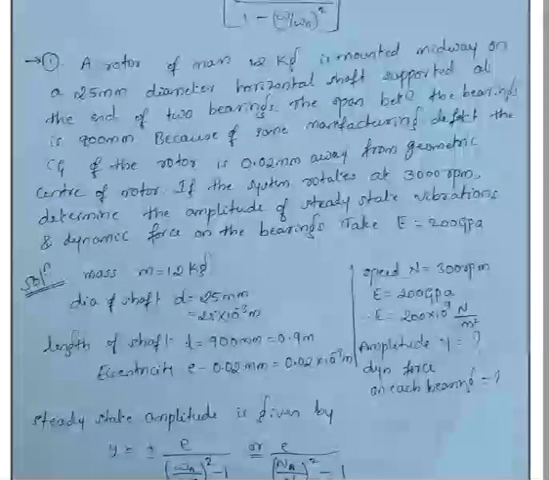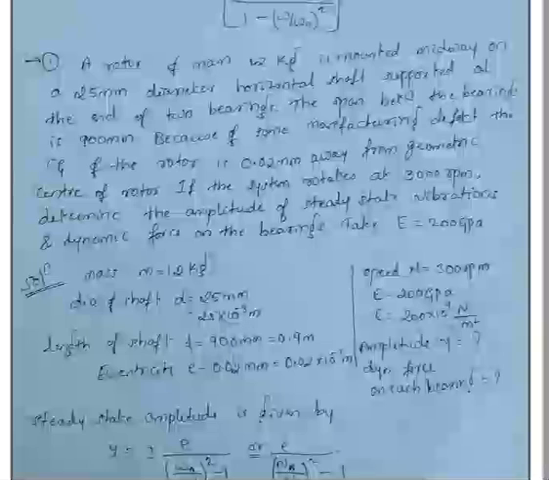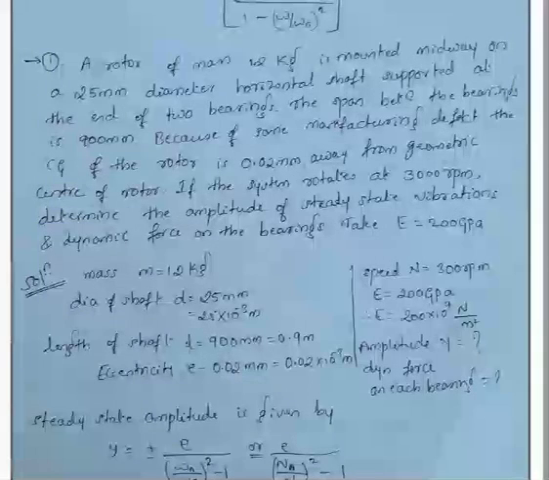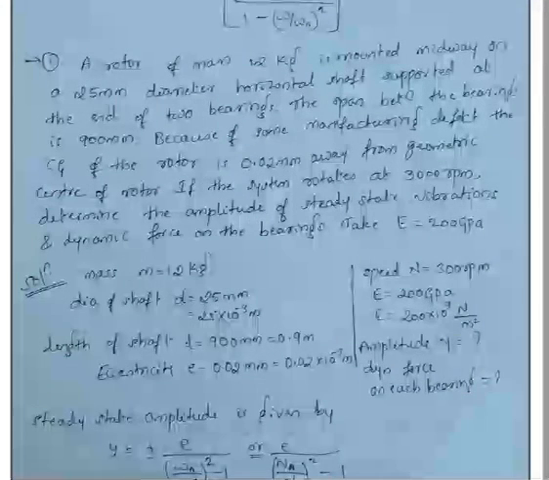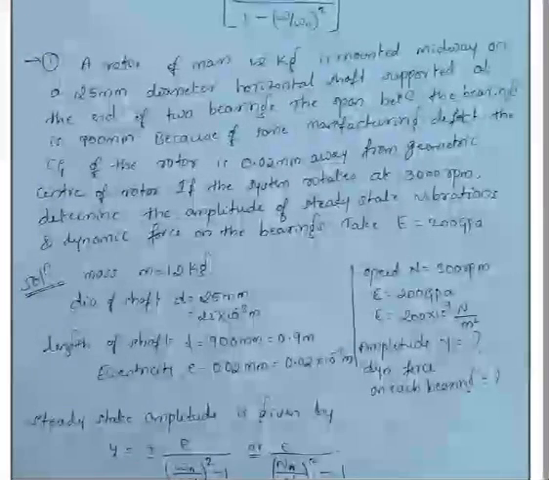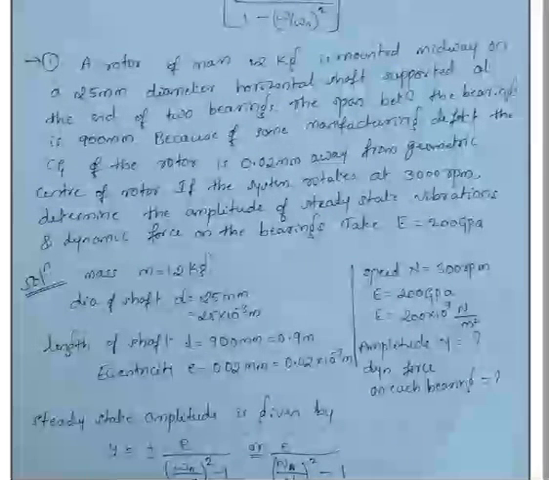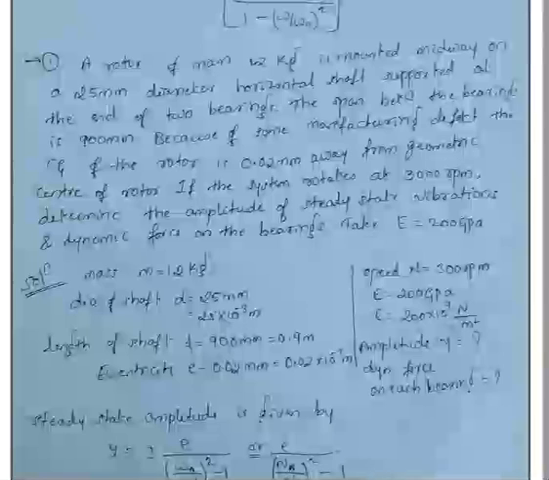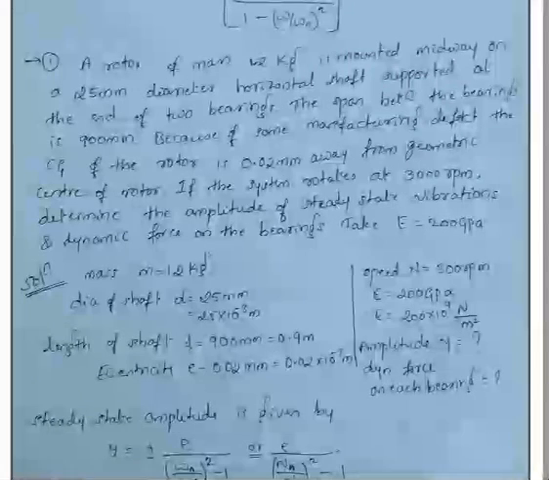So the first problem statement is: a rotor of mass 12 kg is mounted midway on a 25 mm diameter horizontal shaft supported at the ends by two bearings. The span between the bearings is 900 mm. Because of some manufacturing defect, the CG of the rotor is 0.02 mm away from the geometric center of the rotor. If the system rotates at 3000 rpm, determine the amplitude of steady state vibrations and dynamic force on the bearings. Take E, that is Young's modulus, equal to 200 gigapascal.